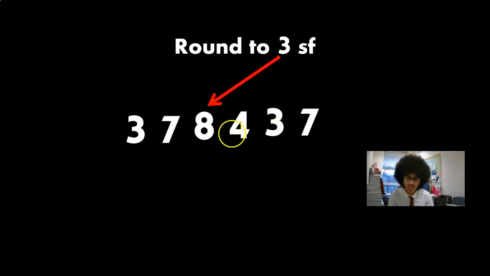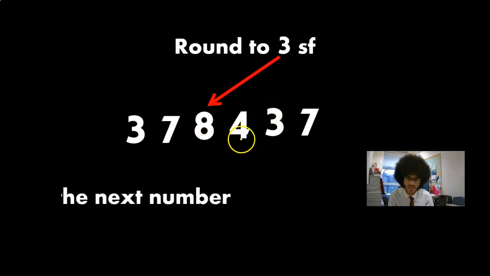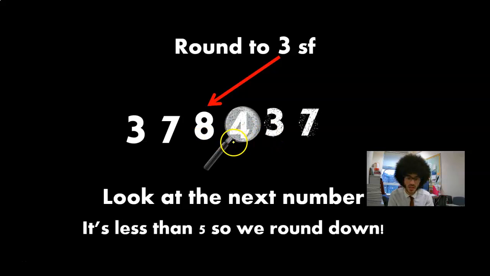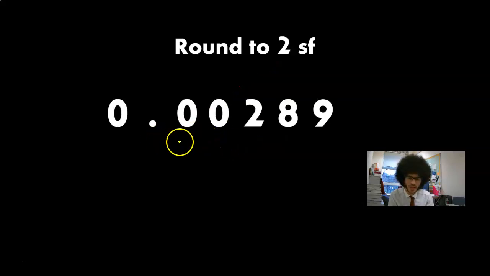If I was to round this to 3 significant figures, this is my third, so I look for my next number. I can see that it's lower than 5, so this stays as it is, the rest becomes zeros, so that would be 378000.